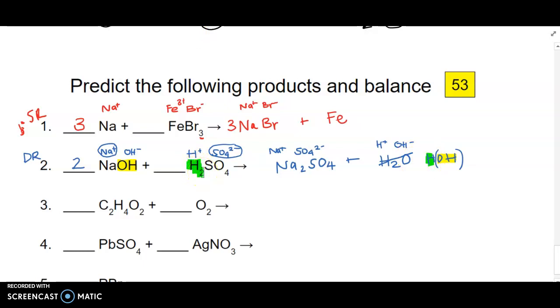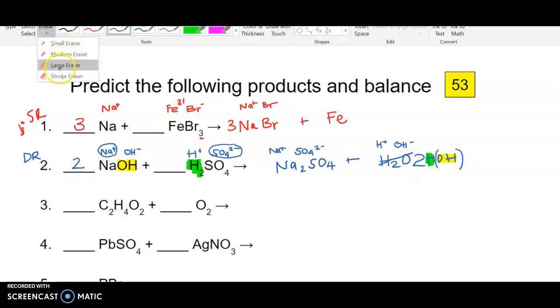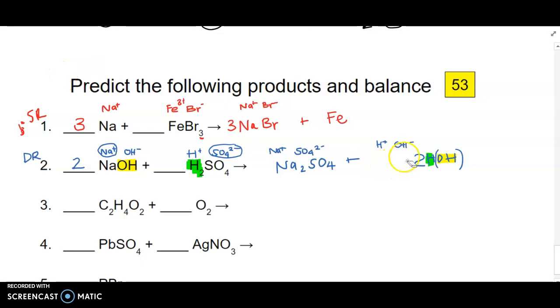And so now if I take a look at my equation, on the left-hand side I have 2 OHs, and then when I'm looking at my green hydrogen, I have 2 of those. So over here on the right, if I put a 2, that makes my green hydrogens match my green hydrogens, and my 2 OHs in yellow match my 2 OHs. I'm going to erase this H2O so that it's a little easier to see. So there's your balanced equation.